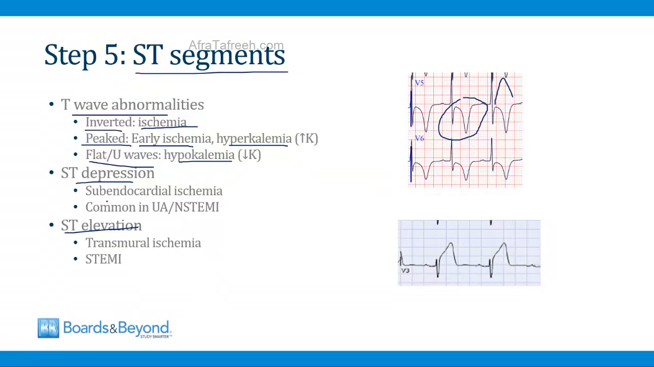ST depressions are seen in subendocardial ischemia, especially in unstable angina and NSTEMI, and ST elevations are an example of transmural ischemia, meaning the entire wall of the ventricle is ischemic, and that's what you see in STEMI. And I talk about both these things in the video on coronary artery disease and the video on STEMI.